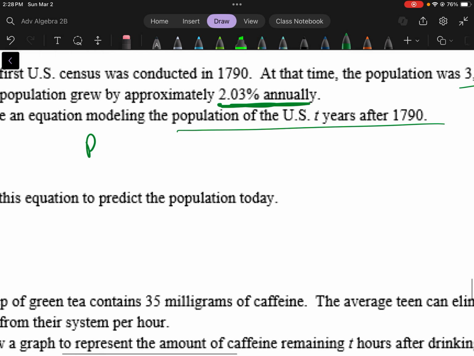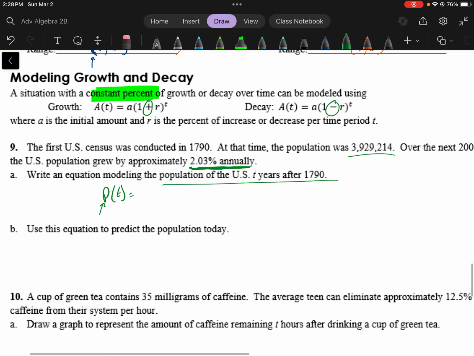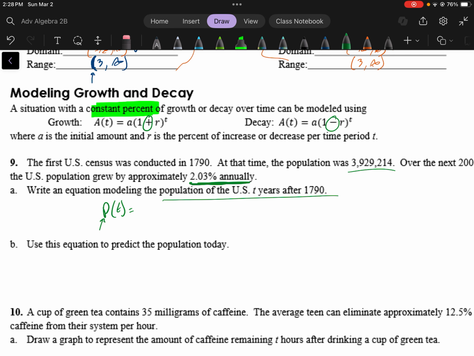If we're writing an equation for population and it's based off of time, instead of f of x, it's going to be P of t, with t being time. Since the population is growing, we're doing growth, and this lowercase a is always your initial number you're starting with. So our initial number was 3,929,214 people, that's your vertical stretch number out in front. And then you need to do 1 plus the percentage that we're increasing.